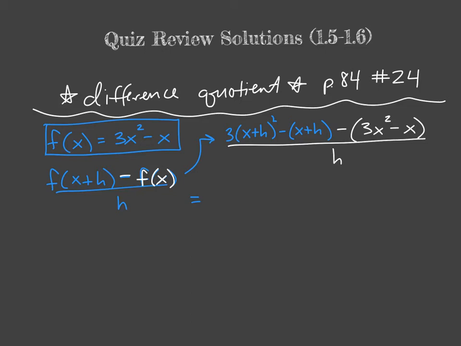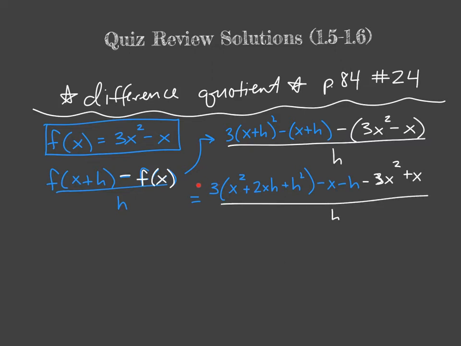When I square the x plus h, I still have the 3 out front. When we square the x plus h, we end up getting x squared plus 2 xh's, right? xh plus another xh plus h squared. Distribute the minus sign through to get minus x minus h. Then distribute this minus sign through to get minus 3x squared plus x, and then all over h.